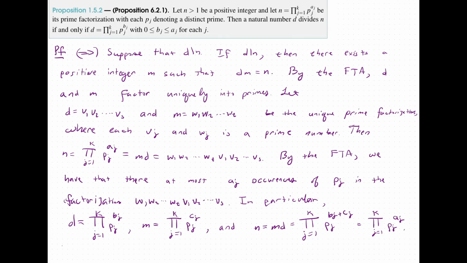So in particular, b sub j is of course going to be less than or equal to v sub j plus c sub j, which is equal to a sub j. But now, it may have been the case that there is no prime p sub j occurring in this prime factorization for d, in which case b sub j is 0. And so the exponents are between 0 and a sub j, but that's what we wanted to show. And so that finishes it off for the forward direction.